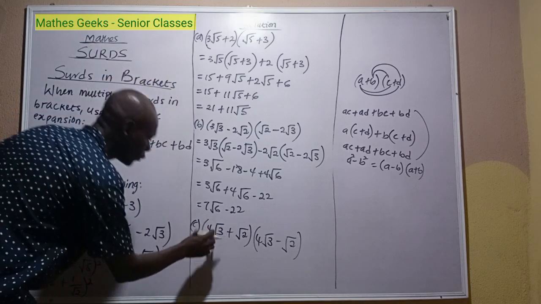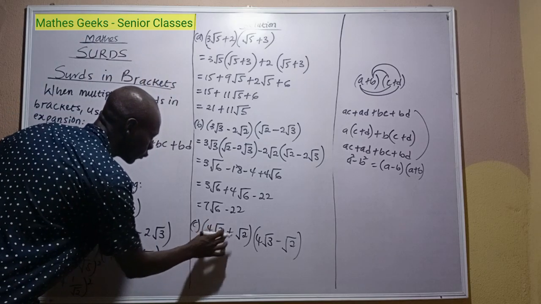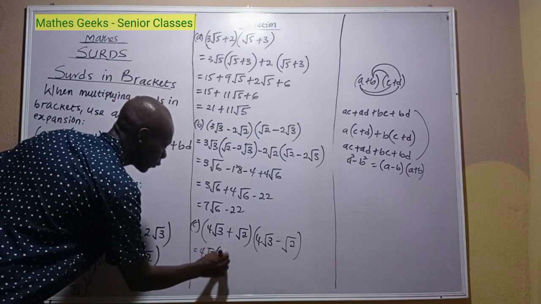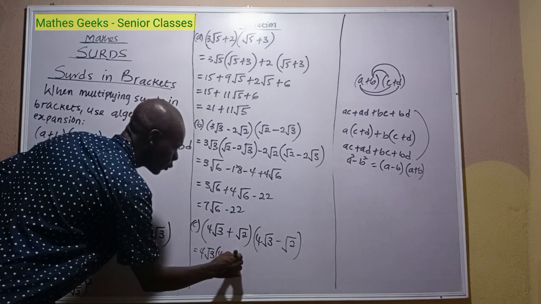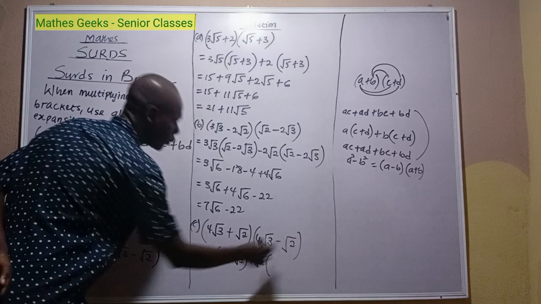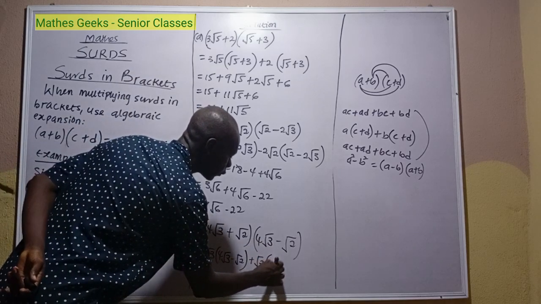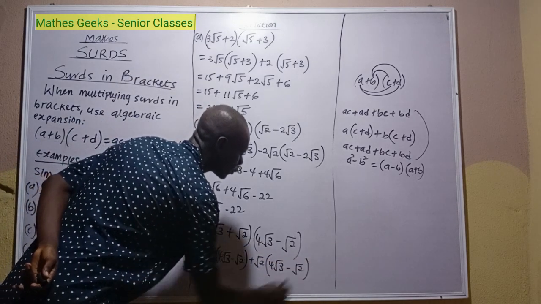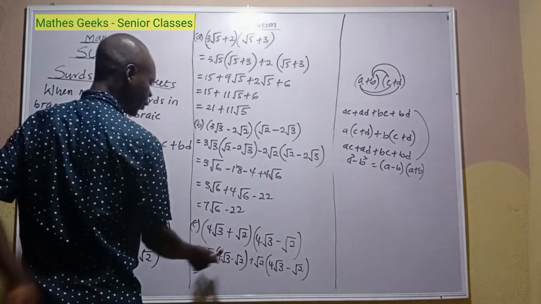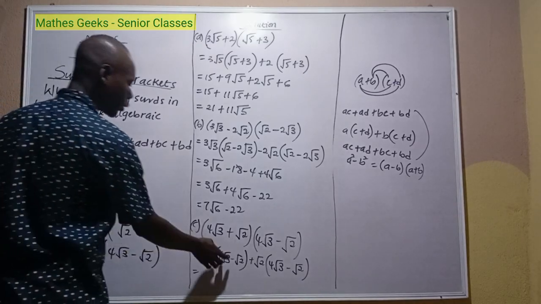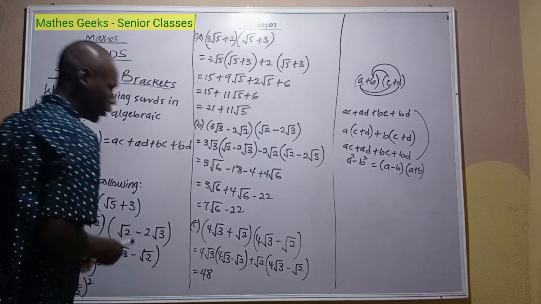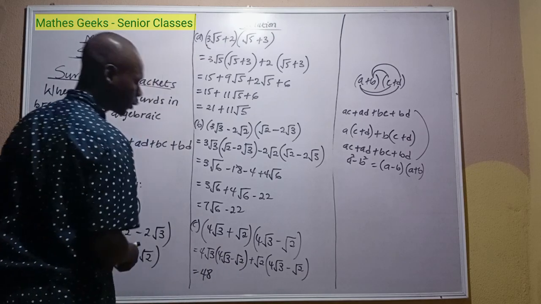Well, let's simplify. 4 root 3 minus root 2, then plus root 2, multiply everything in the first bracket by the second bracket. Root 3 times root 3 will give us 3, and 4 times 4 is 16. So 16 times 3 will give us 48. Root 3 times root 2 will give us root 6.